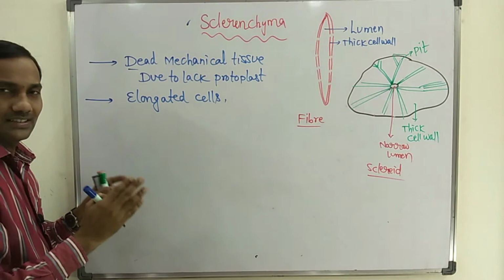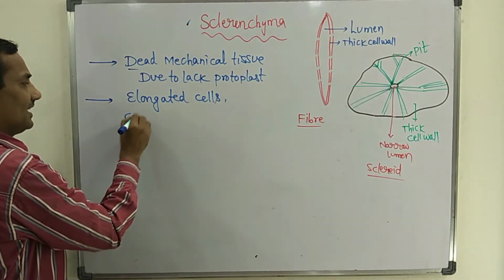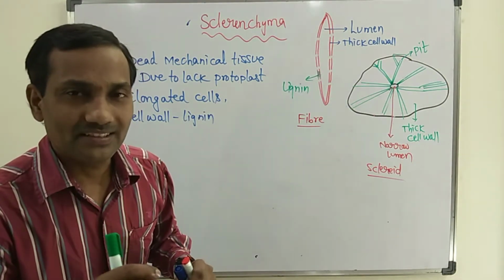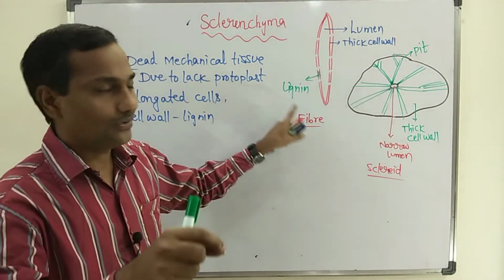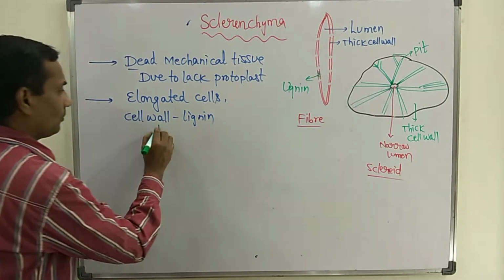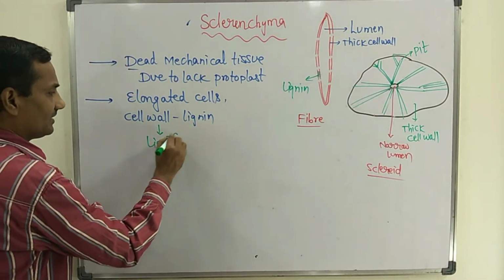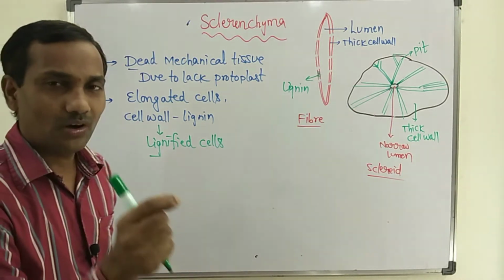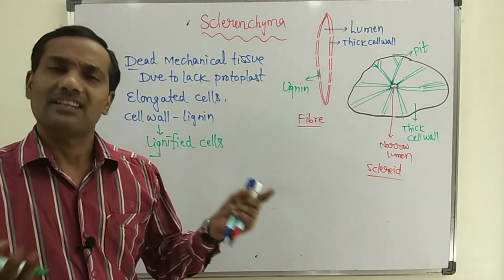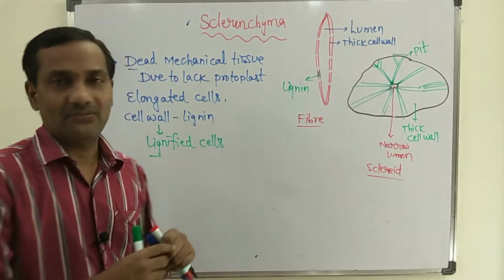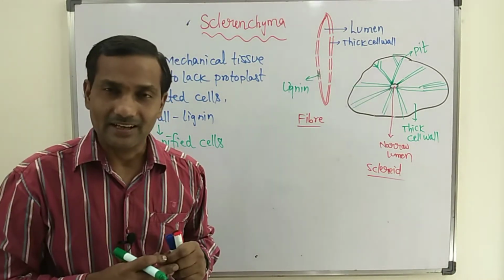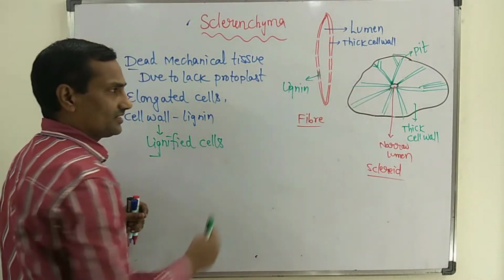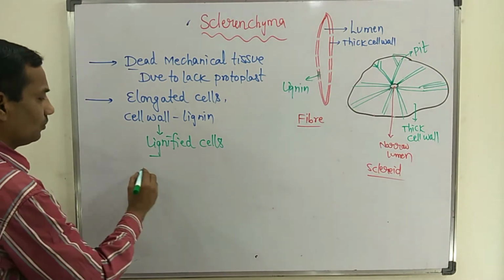Next, in all sclerenchymatous cells, the cell wall is made up of lignin. Cells with lignin in the cell wall are known as lignified cells. The cell wall consists of lignin; such types of cells are called lignified cells. Sclerenchyma consists of two kinds of cells. Based on shape and structure, they are broadly divided into two types.